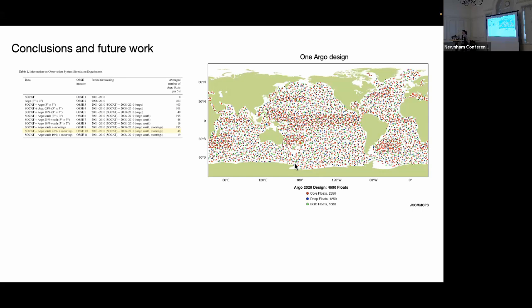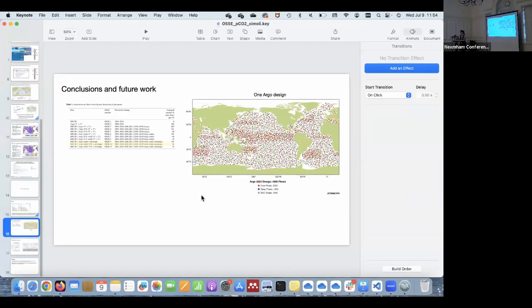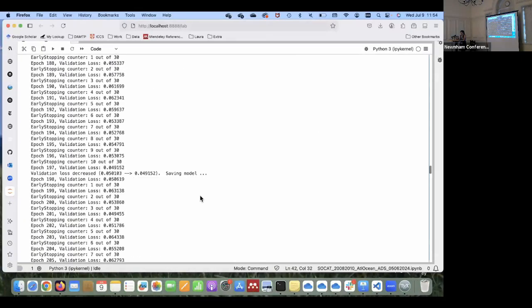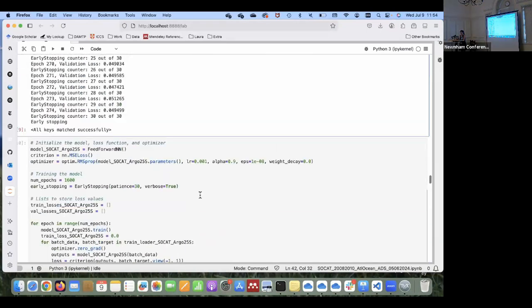We don't necessarily need to spread them uniformly across the ocean. Especially for oxygen, we can actually have oxygen sensors on the deep floats as well, so we don't want to double up sensors. It costs maybe 10,000 extra to add an oxygen sensor to each of the floats. How many you need is part of another observing system simulation experiment that is going on right now.